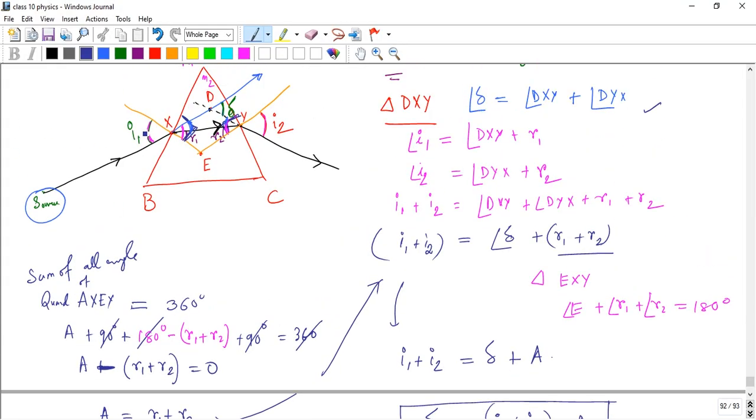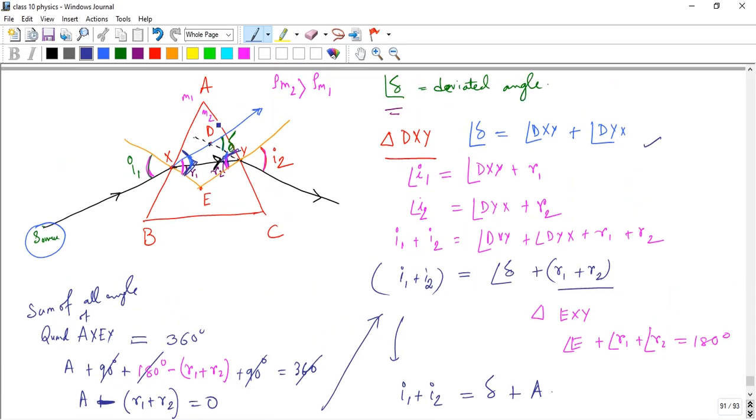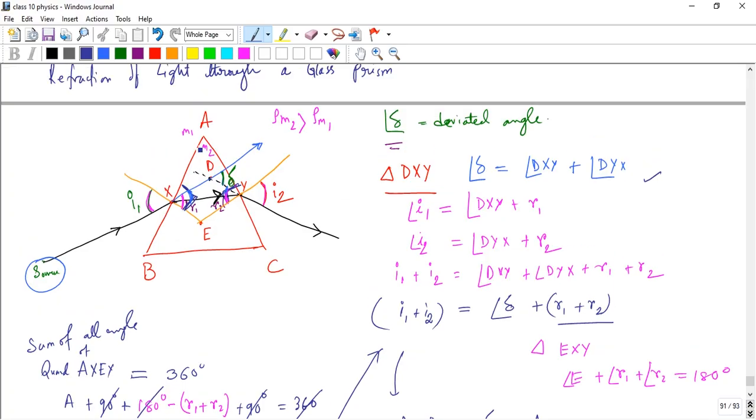I1 is the incident angle and I2 is the emergent angle, and A is the angle of prism. Actually, this angle A is called the angle of prism.